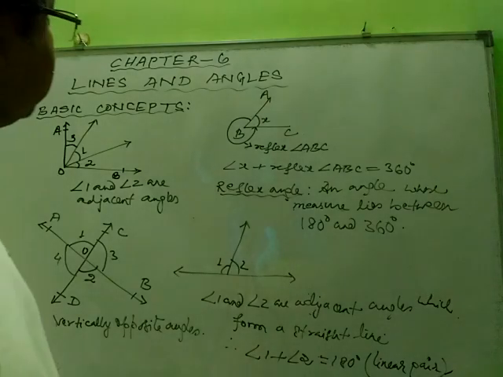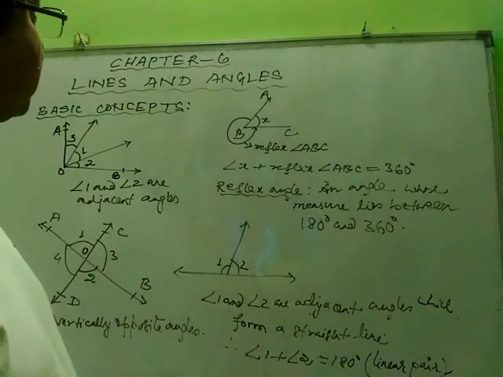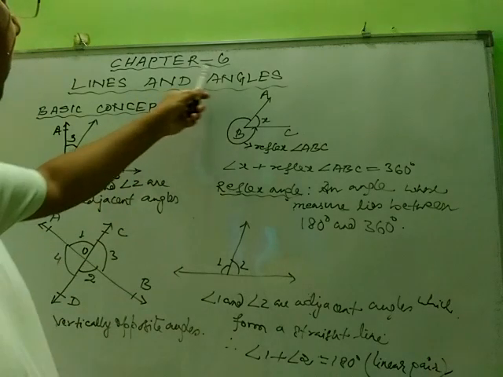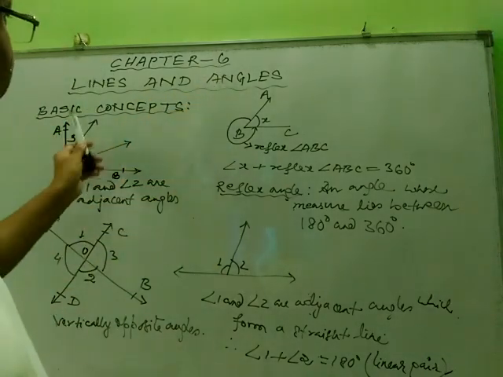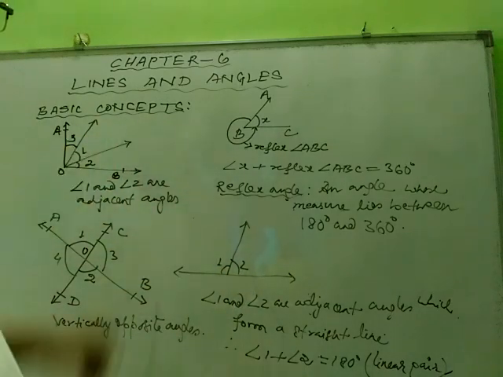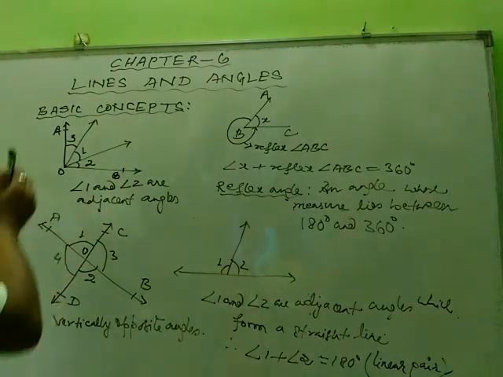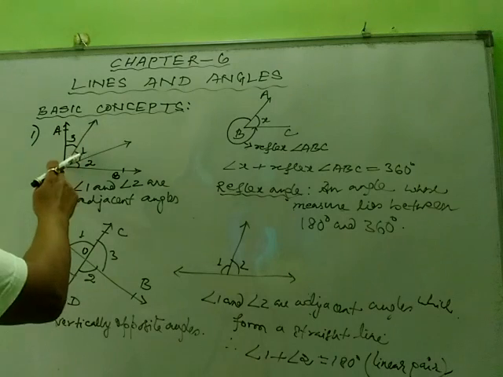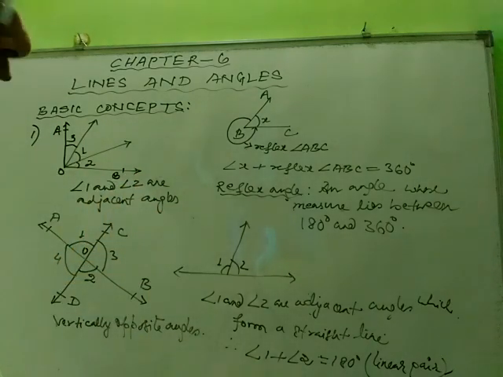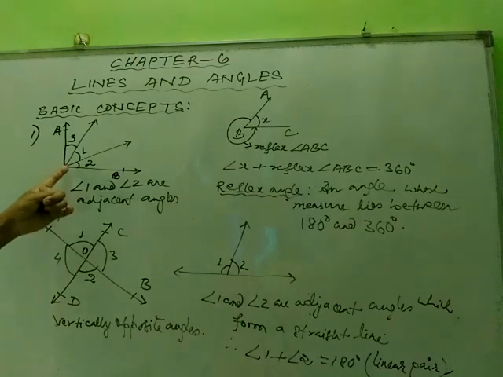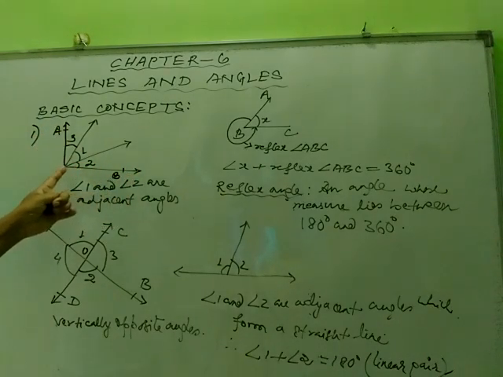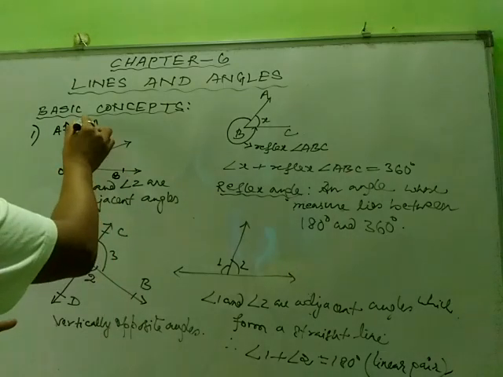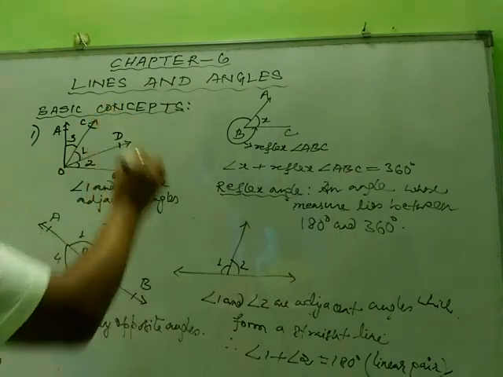Good morning, children. In today's class, we are going to begin chapter number 6, lines and angles. Before that, let us learn some concepts. The first one is the pair of adjacent angles you will meet in this chapter. These are the two rays OA, OB, followed by the rays, say this is C, this is D.